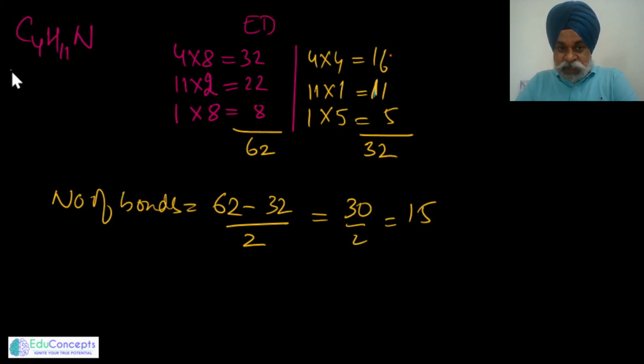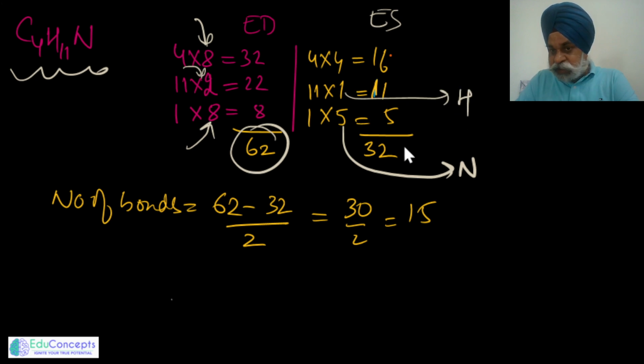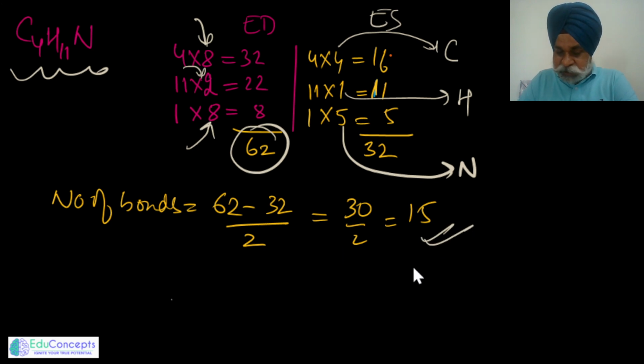So similarly, if I go for this formula, in this the nitrogen came. The carbon is 4, so it wants 8 electrons, hydrogen wants 2 electrons to complete its duplet, nitrogen wants 8 electrons to complete its octet. So the total demand is 62. And what is the electron supply? Nitrogen is supplying 5 valence electrons, hydrogen is supplying 1 valence electron, carbon is supplying 4 valence electrons. So the total becomes 32. So if you calculate, this comes out to be 15.